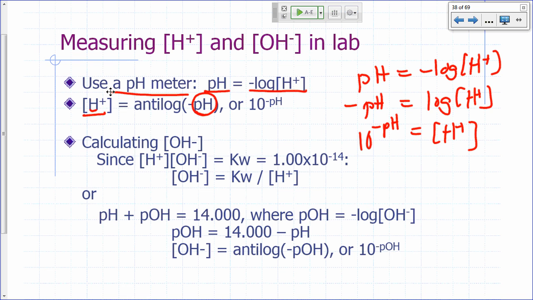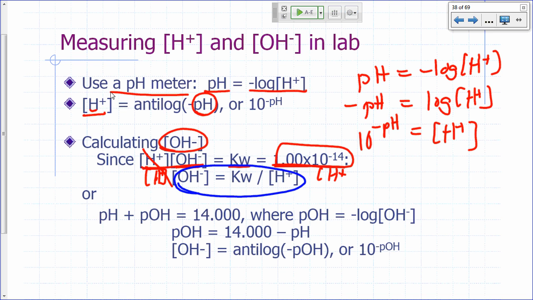Once you know your H plus, then you can easily calculate your hydroxide. How? Well, H plus times hydroxide must be equal to Kw, and you know Kw is 1.00 times 10 to the negative 14. So to solve for hydroxide, divide both sides by H plus. Okay, and so you'll find that your hydroxide is just Kw over H plus concentration.